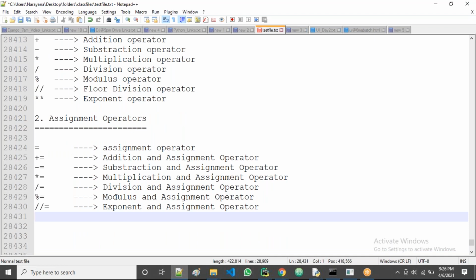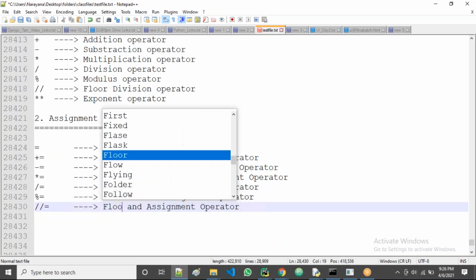Sorry sir, guys. This symbol is the floor symbol, yeah. Sir, just wait. Thank you.